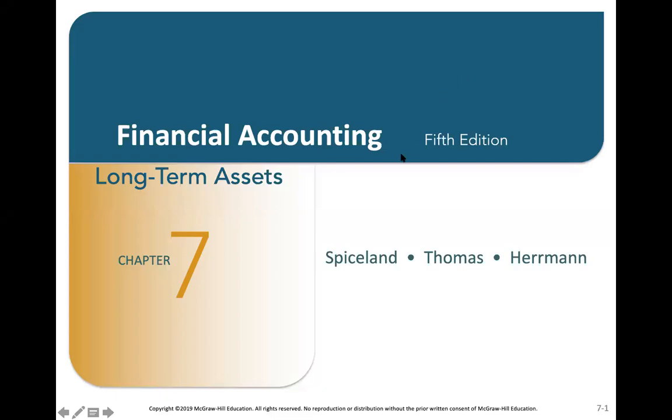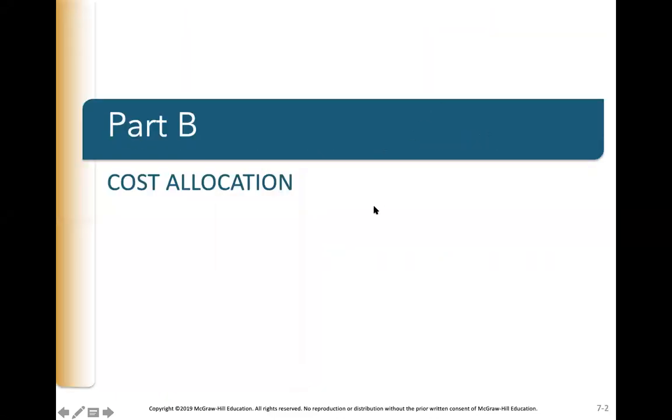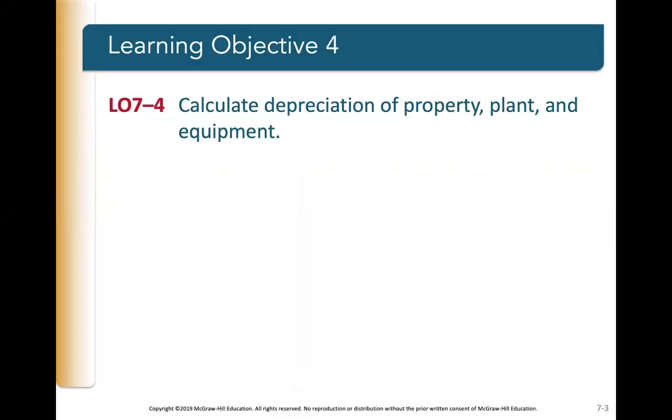Chapter 7, Long-Term Assets. We'll be starting Part B now, Cost Allocation. Learning Objective 4, Calculate Depreciation of Property, Plant, and Equipment.